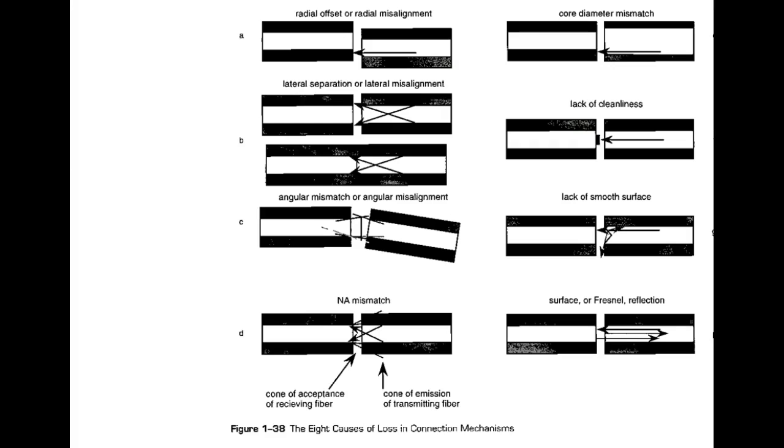Y'all understand the problem? So what would happen, odds are this guy would be okay coming this direction, but if light was going that way, we would get a what? We would get a lot of attenuation. Lack of cleanliness. So if you don't clean this stuff right when you splice it together, we get something in there. Lack of a smooth surface. So notice here, the surface has cracks and stuff in it. And then surface Fresnel reflection would mean we don't get them close enough, we have a space in here, and when the light hits this side, it reflects back.